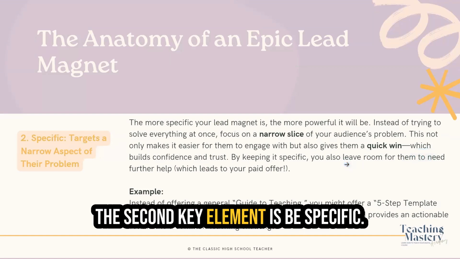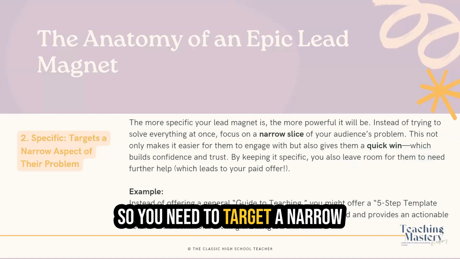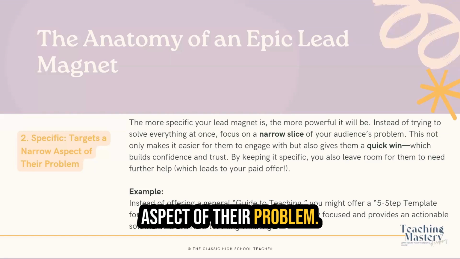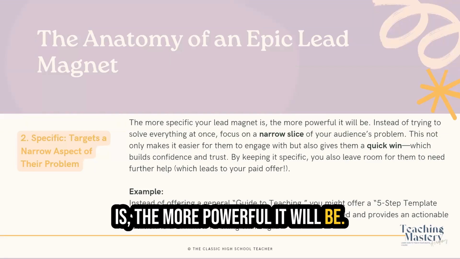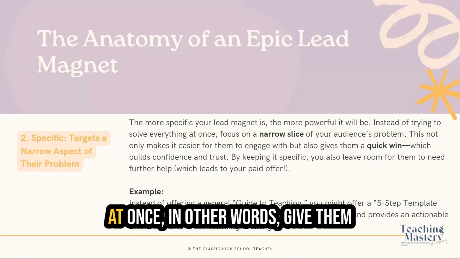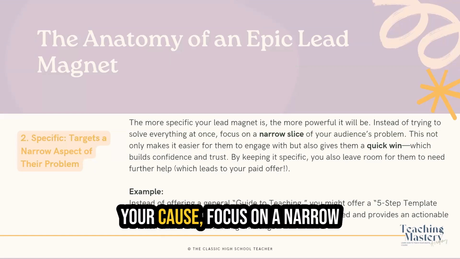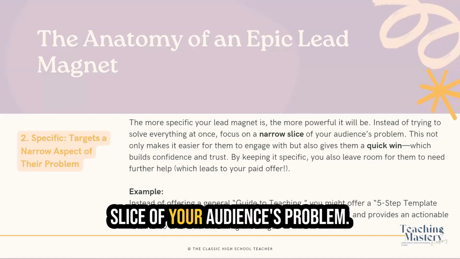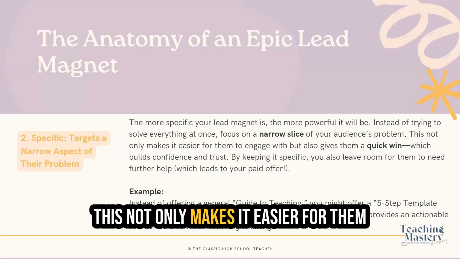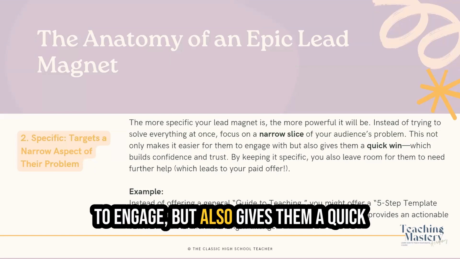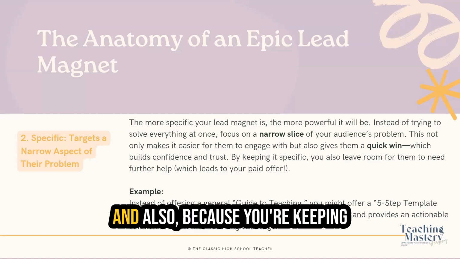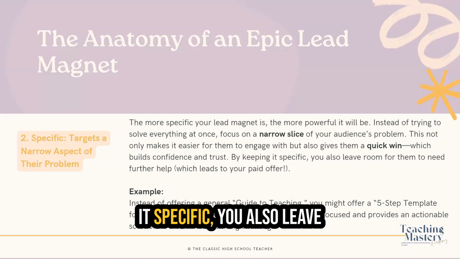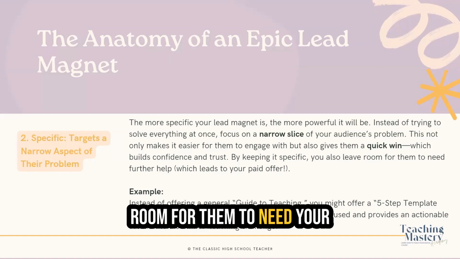The second key element is be specific. So you need to target a narrow aspect of their problem. The more specific your lead magnet is, the more powerful it will be. Instead of trying to solve everything at once, in other words, give them a completely broad outline of your course, focus on a narrow slice of your audience's problem. This not only makes it easier for them to engage, but also gives them a quick win, which builds confidence and trust.